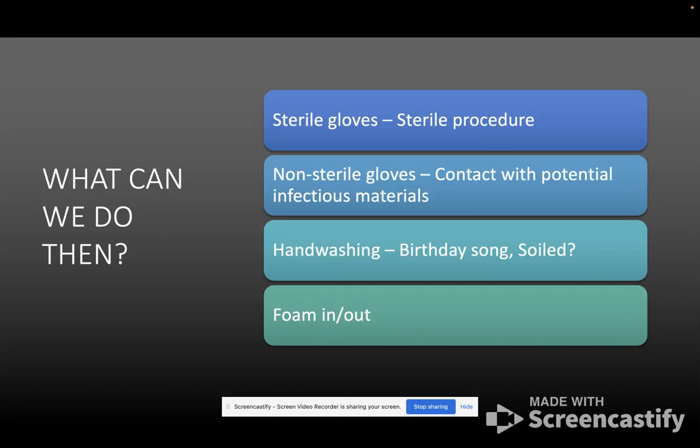Hand washing. We want to use adequate hand washing. If your hands are visibly soiled, you need to wash your hands. Sing the birthday song. Sing one of your favorite songs two times if you need to, or just the chorus of it two times, to make sure that you're washing your hands appropriately. You should be washing your hands for at least 20 seconds. And then foam in, foam out just talks about using your hand sanitizer as you go in and using it as you're coming out.